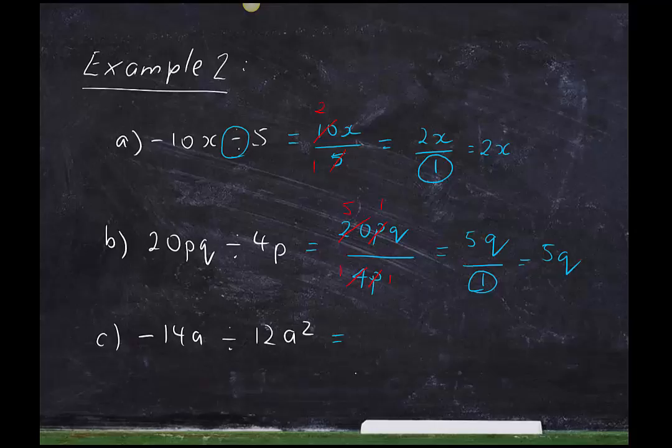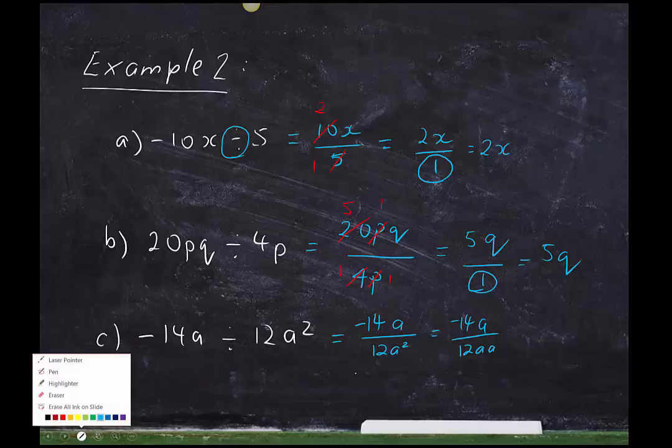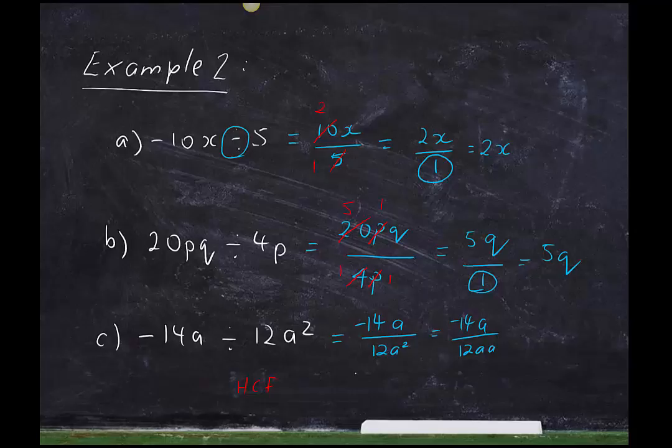Okay, and the next one, minus 14a over 12a squared. Now 12a squared is the same as minus 14a over 12a times a, because a times a gives us a squared, and that might give you a little bit more practice doing this and make it a little bit easier if we write it out like that. Okay, now we need to see what is the highest common factor, HCF. So that means the number that goes into both 14 and 12, but we want the highest number, and the highest common factor of those two is 2.